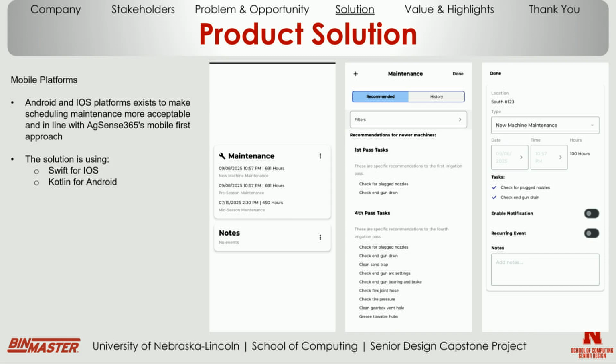Then we also have mobile platforms for both Android and iOS. Similar layout to web. We have the widget. Click into the widget, and you can see all of the recommended tasks and filter by different seasons. In the history tab, you can edit events or create your own new events. One thing that's special about the mobile platforms compared to the web is that you can have notifications sent to your phone at the time of the event, before it, or whenever you want, which is kind of special.